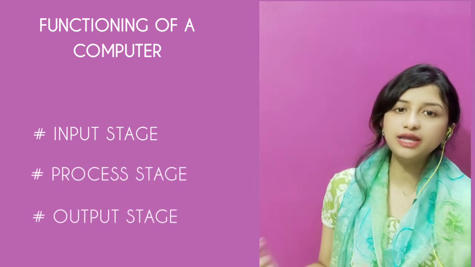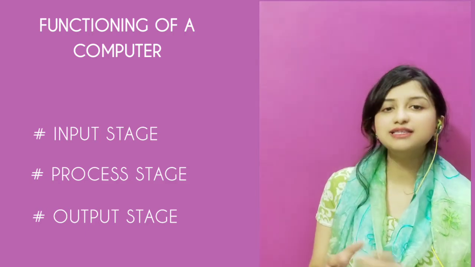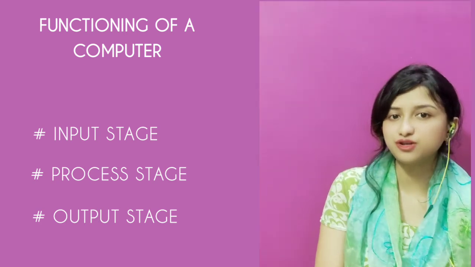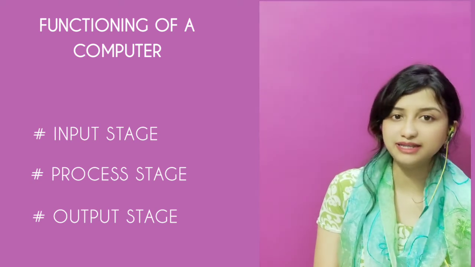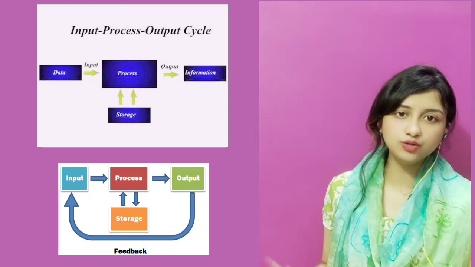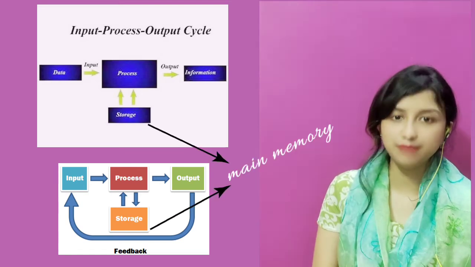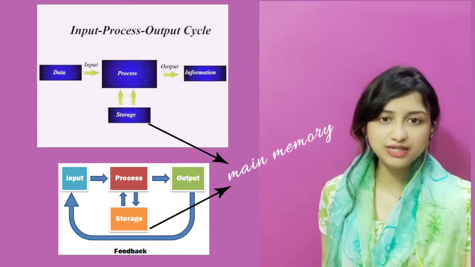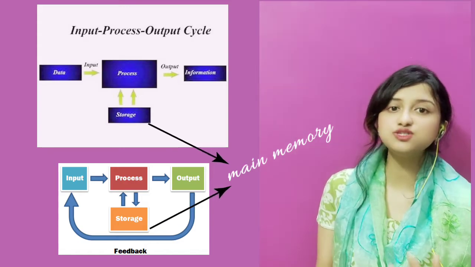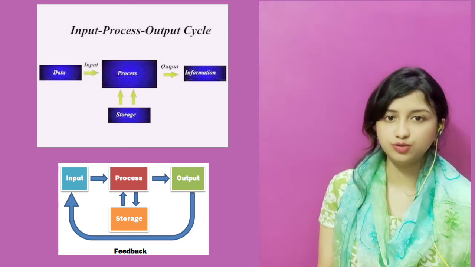The input stage, that is the first stage, is performed by the input devices or the input unit. The second stage is performed by the central processing unit, that is the CPU, and the third stage, the output stage, is processed by the output unit. You will have the figure here, you can have a look at how the input, processing and output function, and also you can see the main memory. The main memory works as an intermediate between the input unit and the output unit, because it helps in storing the information that has been input and what you get as output.